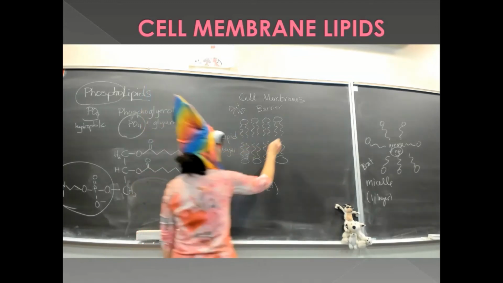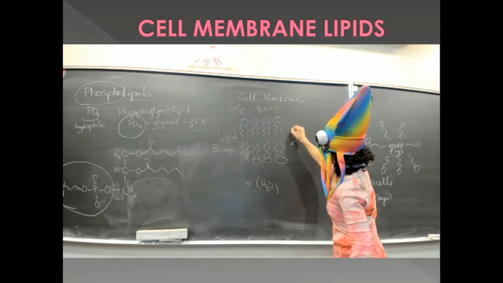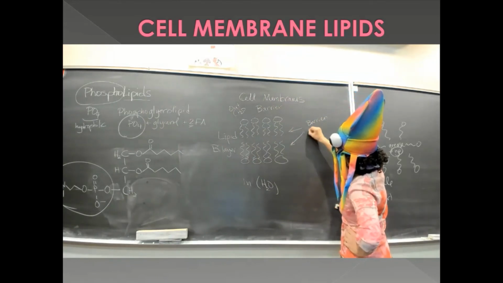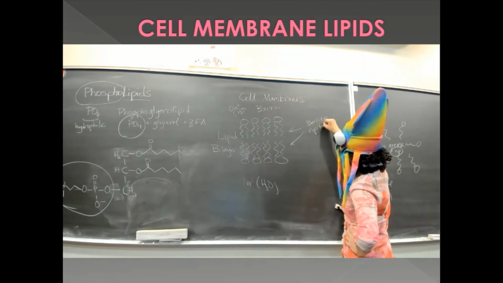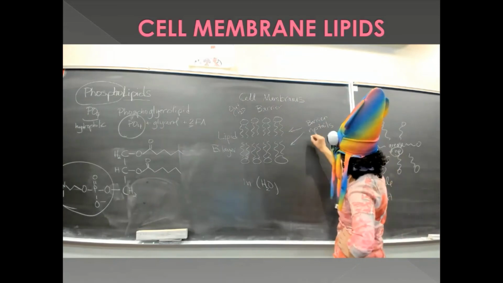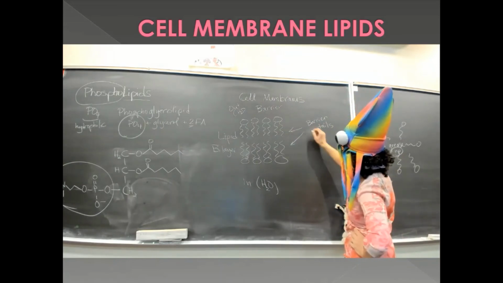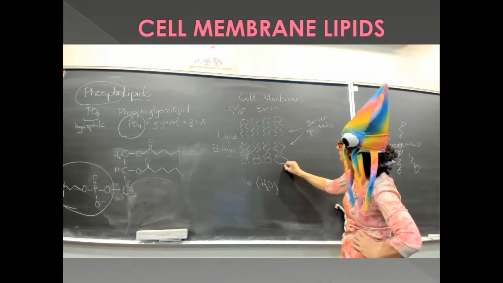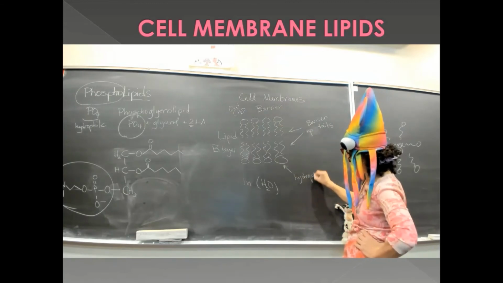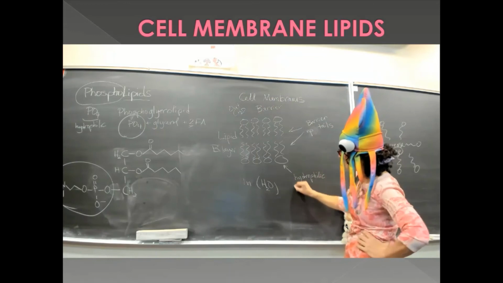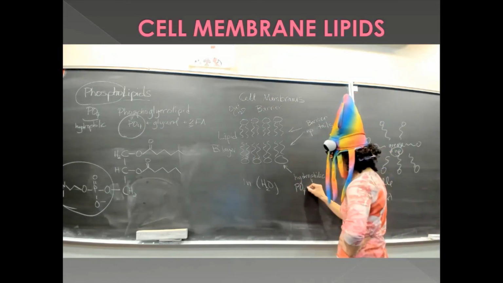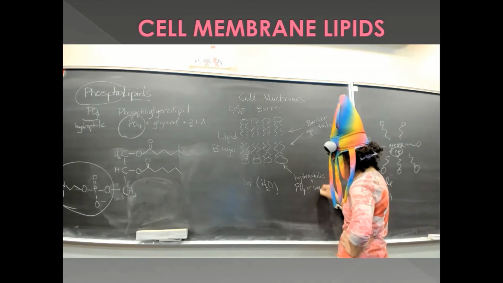So the barrier is our nonpolar tails, which point towards each other. And then the outside is the hydrophilic part. So nonpolar or hydrophobic. Nonpolar is just easier to write. And then our hydrophilic heads are on the inside and the outside. And these can be phosphates. There's actually other choices, or sugar, anything that's hydrophilic.